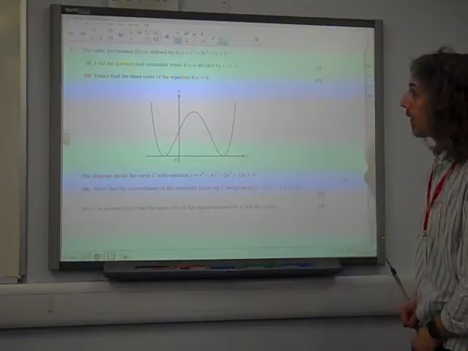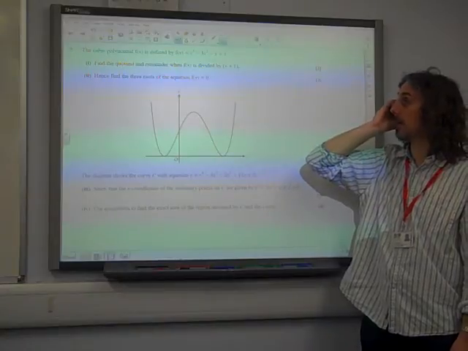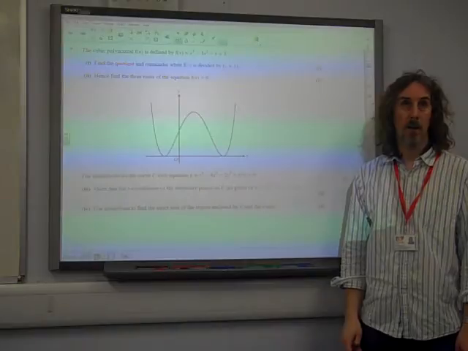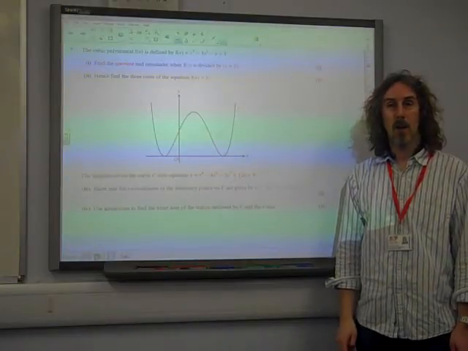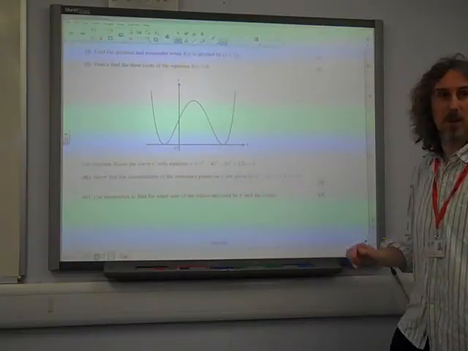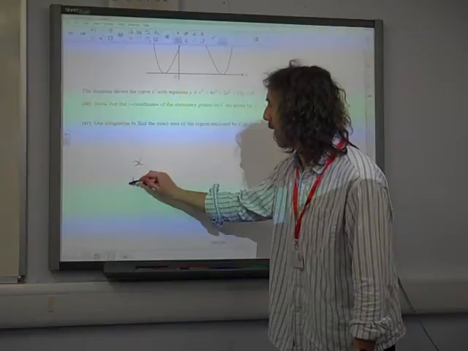Okay, so we start with the polynomial x cubed minus 3x squared minus x plus 3 divided by x plus 1, and we want to find the quotient and remainder. You could do long division, or you could do the grid method that we've been working on. I'm going to do that because we've been doing that quite a lot.